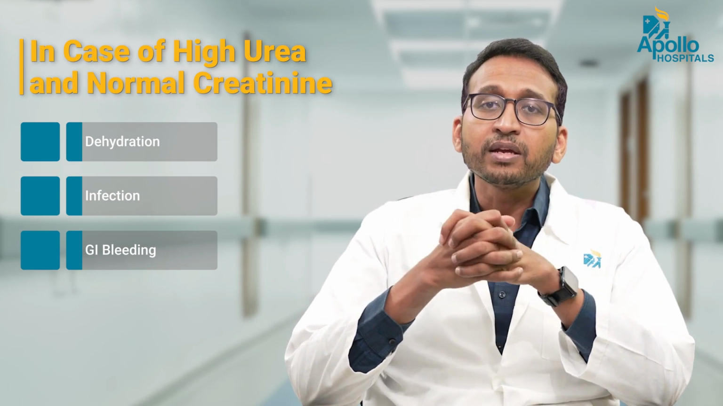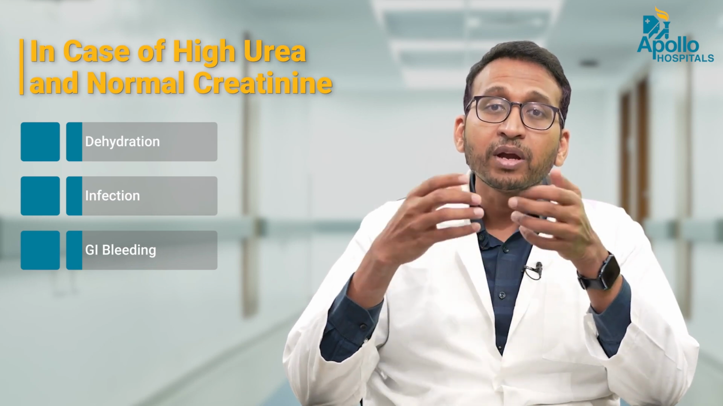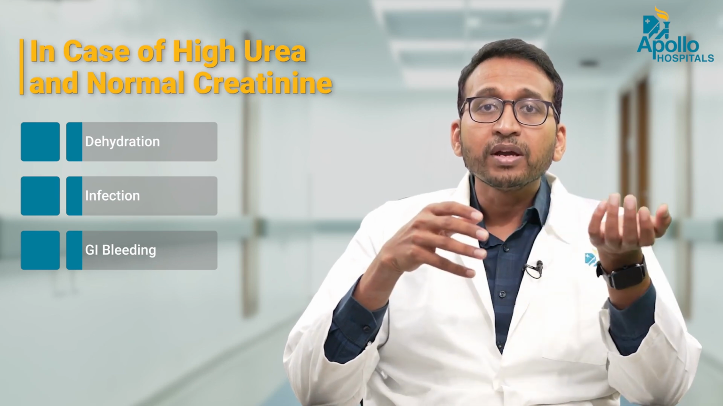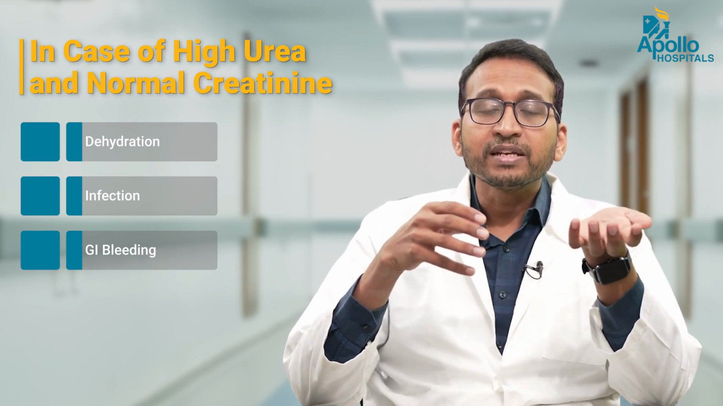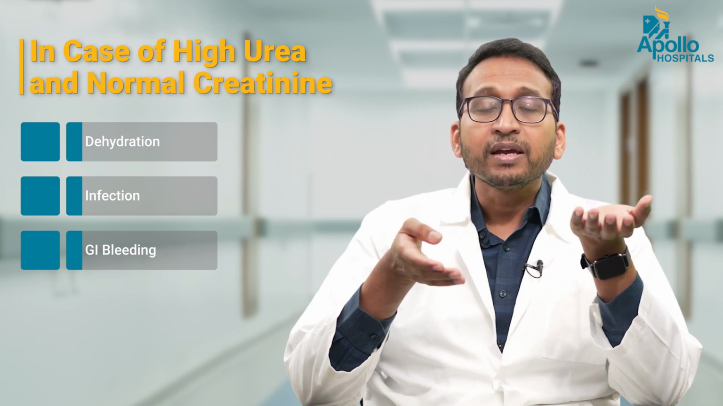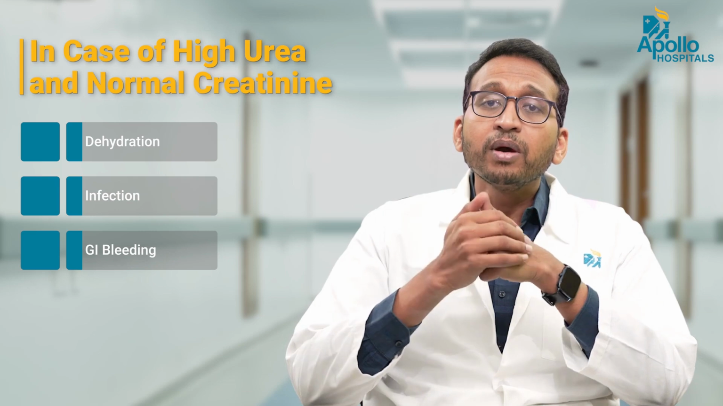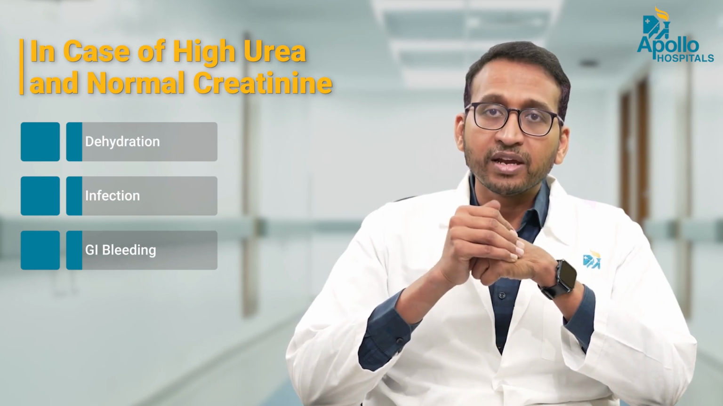In infection, there's a condition called catabolic state. That means the body metabolism increases many times to fight the bacteria. Once the metabolism increases, there will be breakdown of the muscles and other tissue, where the urea is released and it increases out of proportion to the creatinine. So these are the scenarios where you have high urea when compared to your creatinine.